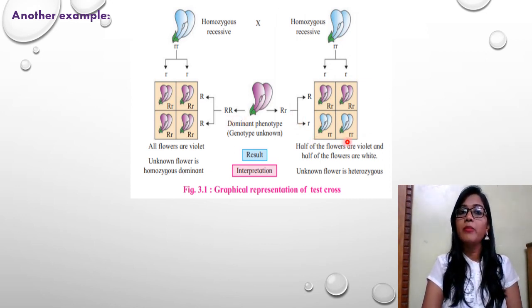And if by crossing the same plant with the violet colored flower, we get half of the progeny with violet colored flowers and half of the flowers white in color, that means that plant is carrying the capital R small r type of genotype. That means a heterozygous genotype is present inside this violet color flower. So that is a graphical representation of a test cross, where we test cross the dominant phenotype by crossing it with the homozygous recessive trait.